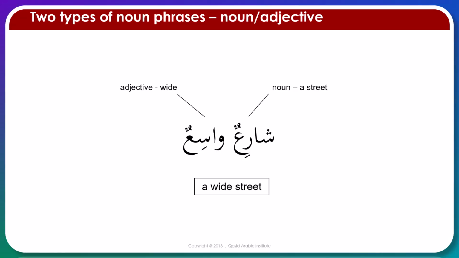Notice that shari'un and wasi'un agree with each other. They are both singular. They are both masculine. They both have tanween. And they both have the dhamma tanween. This is what happens when you have a noun adjective phrase. The adjective follows the noun that it modifies.